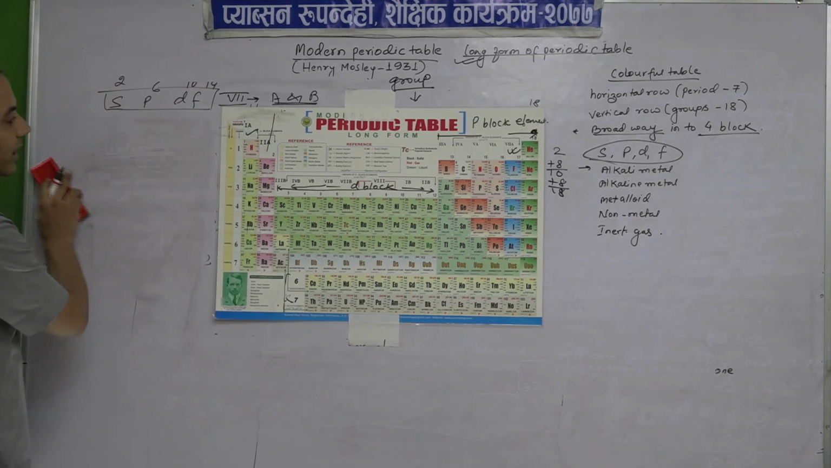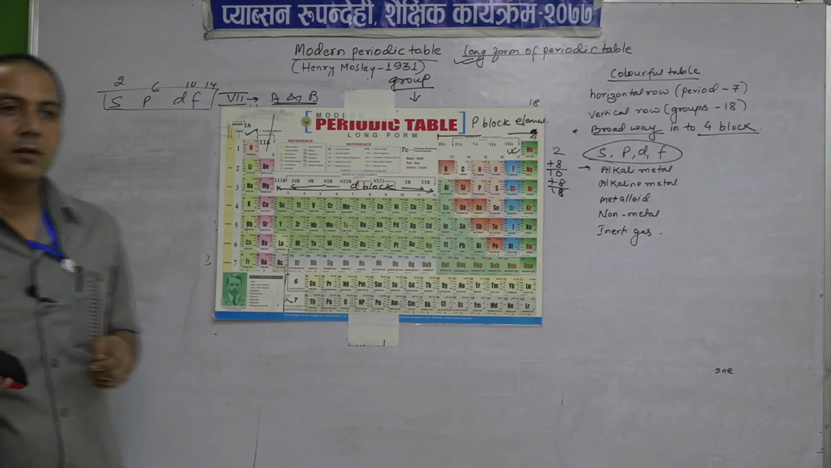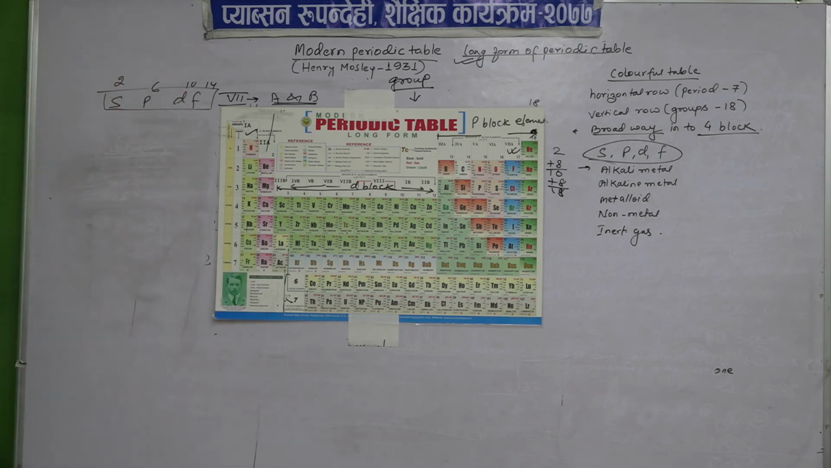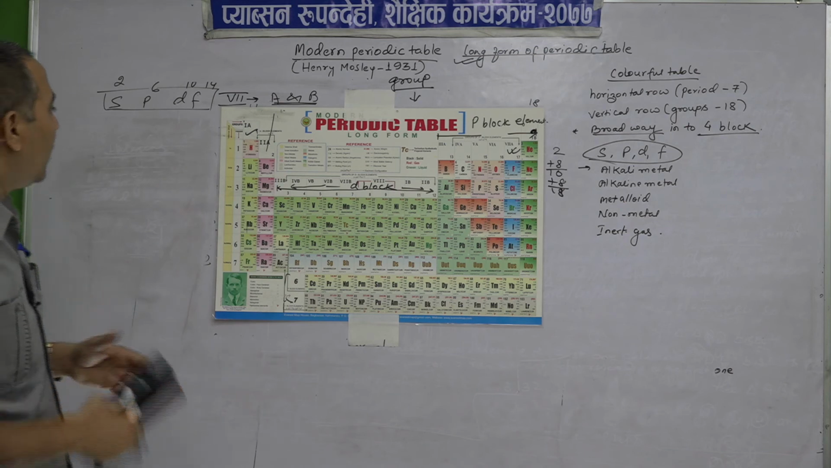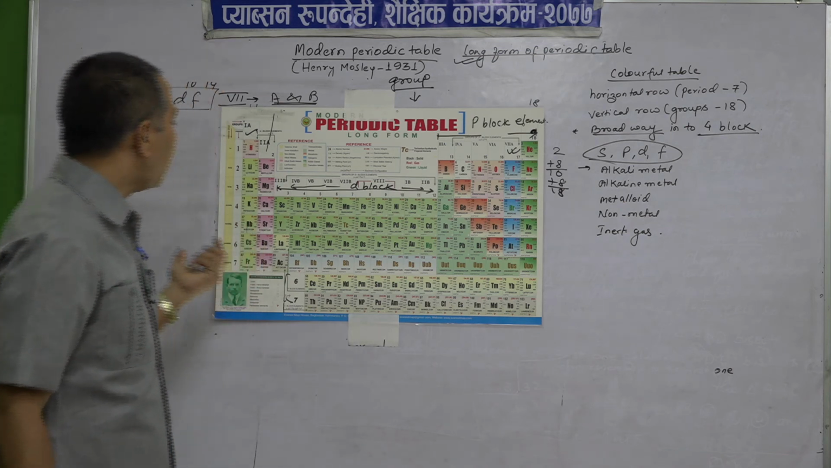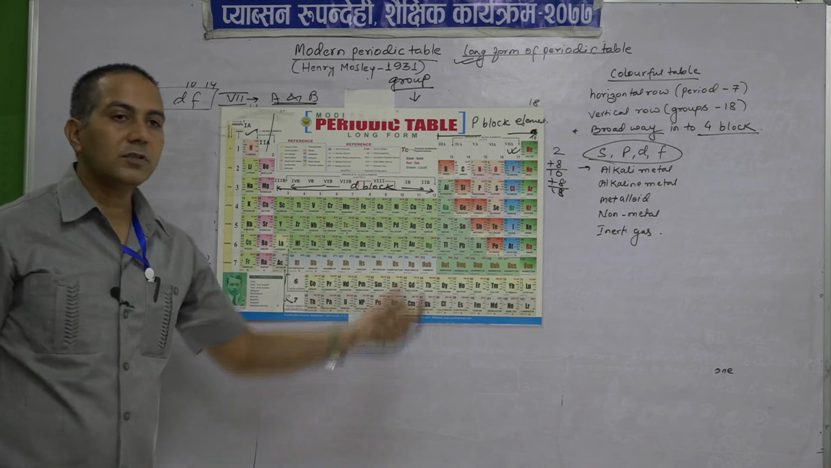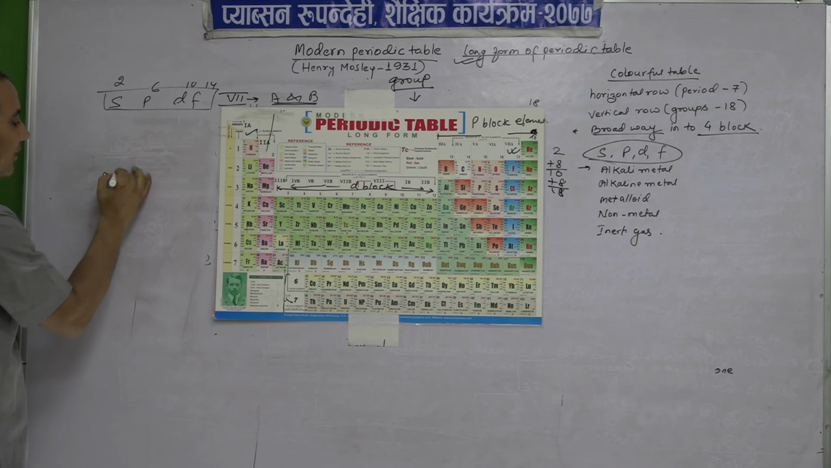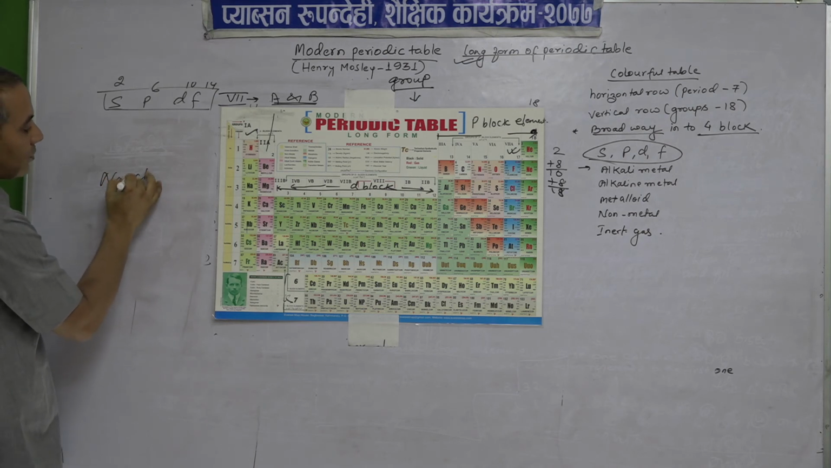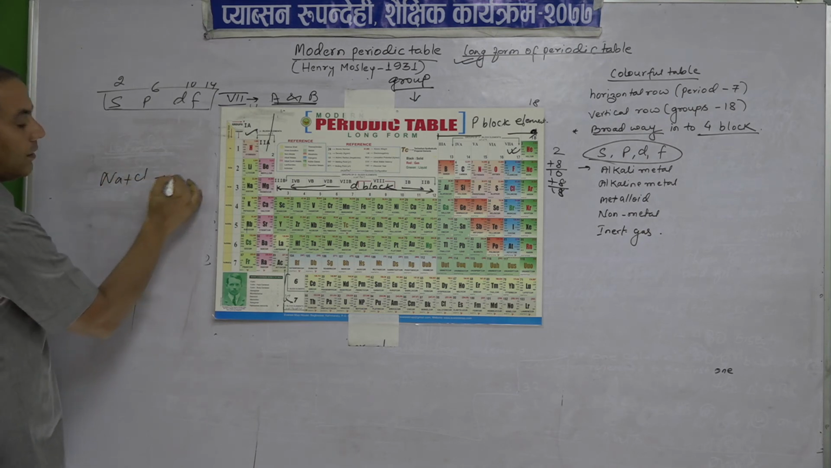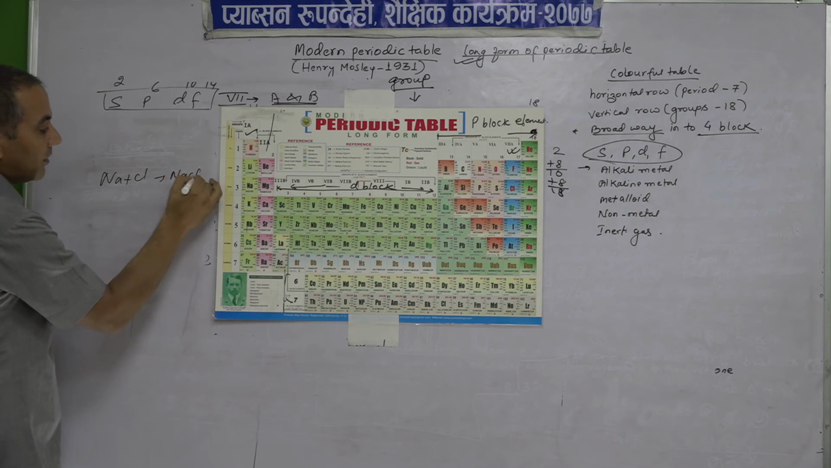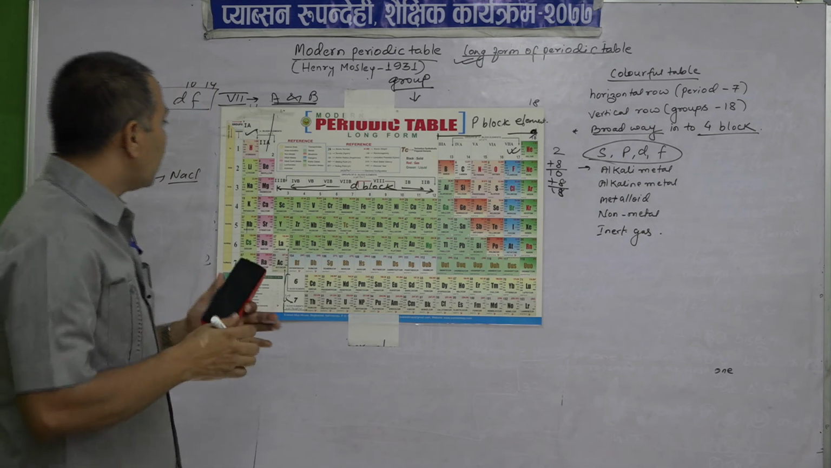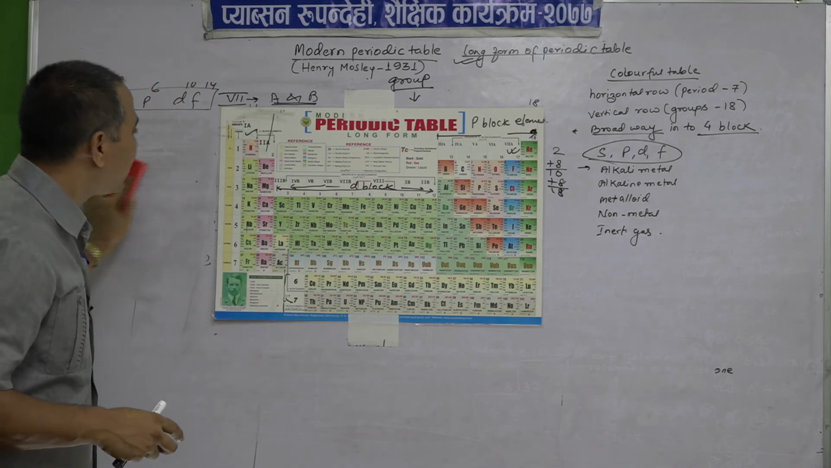Why are they called halogens? Because when they react with metals, they form a salt. Sodium plus chlorine gives sodium chloride. That is the salt that we take. So this is the outline of this one.